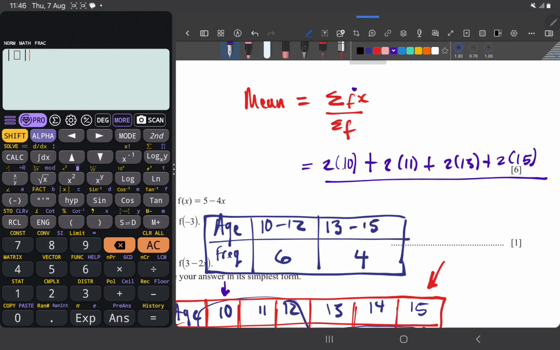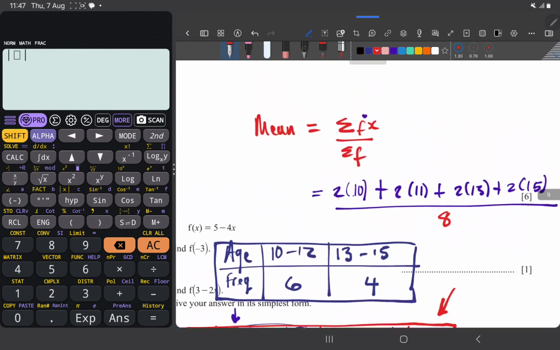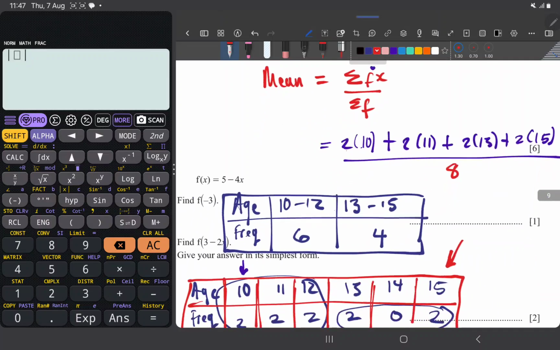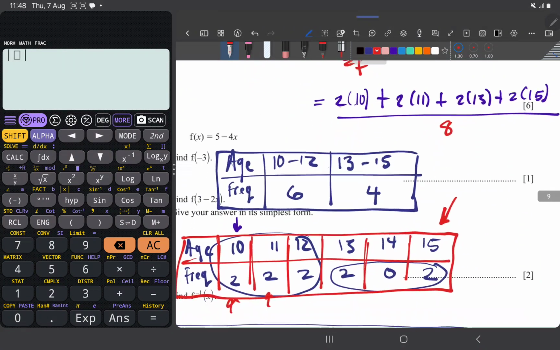Then divided by the total number of things. Okay? So what do you do now? You add 2 plus 2 plus 2 plus 2. 2, 4, 6, 8. There are 8 of them. 8 total. You add the frequencies. That's why we say sum of the frequencies. Now let me take you to the next level. So this is how you're going to get mean. So are you seeing the levels?